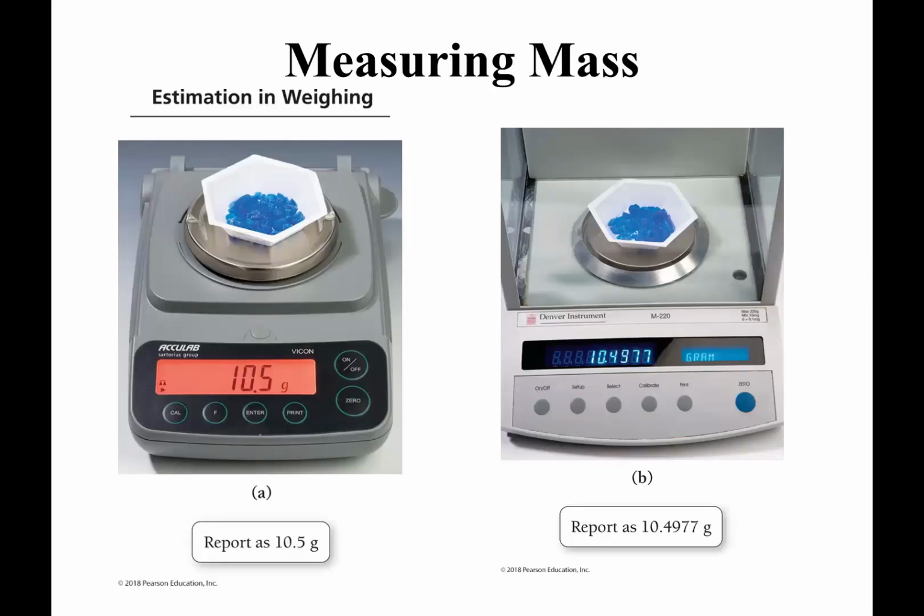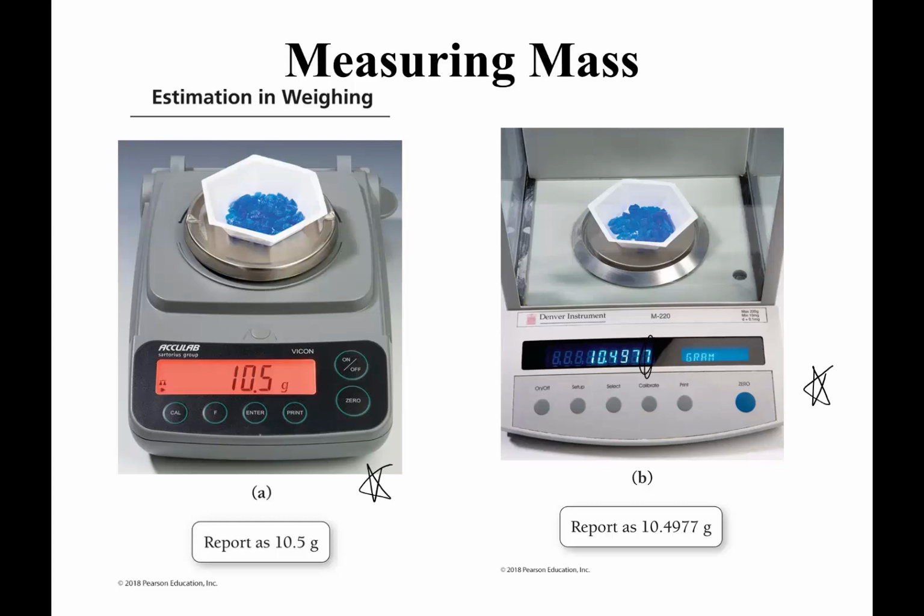Now we're going to look at if you put something on the balance. We've got the same phenomenon, right? A lot of students will put something on the balance, and a lot of times we have these balances that go out to like 4 or 5 digits. This one goes out to 4 digits behind the decimal, so it's 1/10,000th of a gram, which is pretty great. Whereas this one is just 1/10 of a gram. But usually, what happens is this last number goes up and down. It never stops, right? So this is a picture, 10.4977 grams.